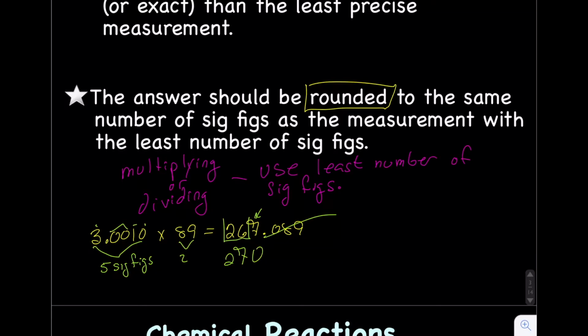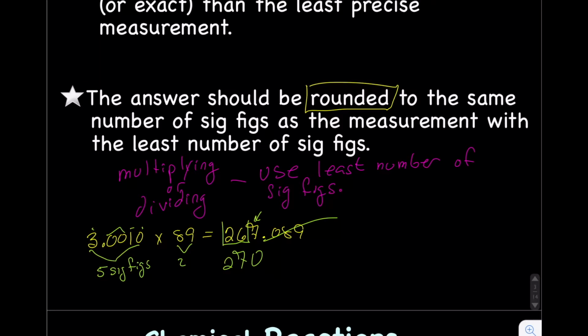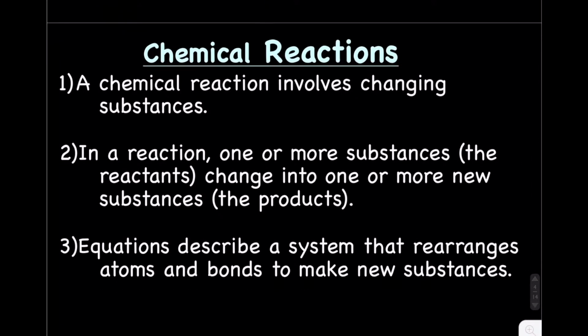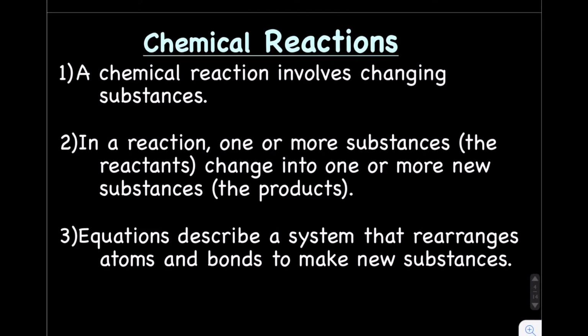Okay, so there's a really quick review of sig figs. If you need more review, go back to the very beginning of the playlist, and we've got a couple lectures on sig figs. All right, so enough about sig figs for the moment. Let's do a quick review on chemical reactions, because chemical reactions are essential for stoichiometry.